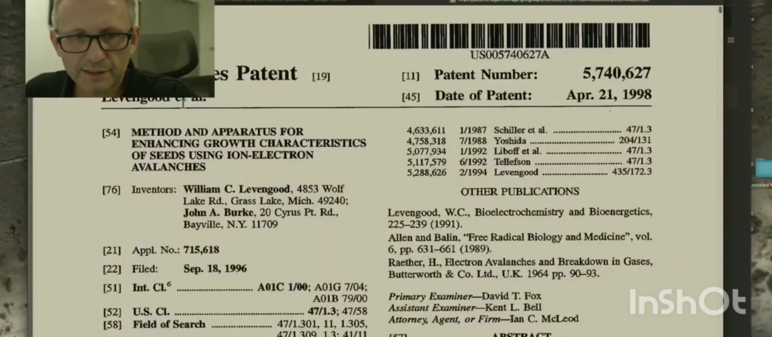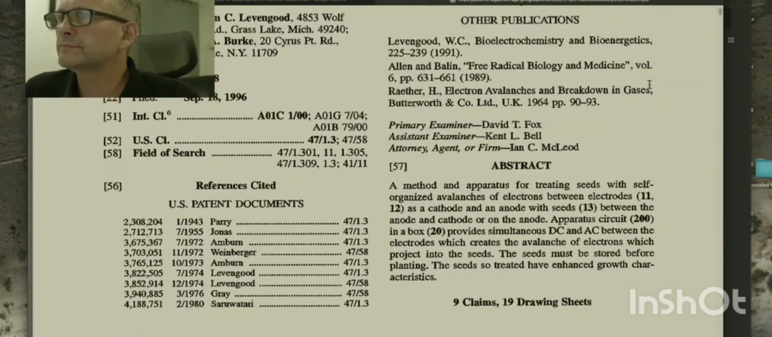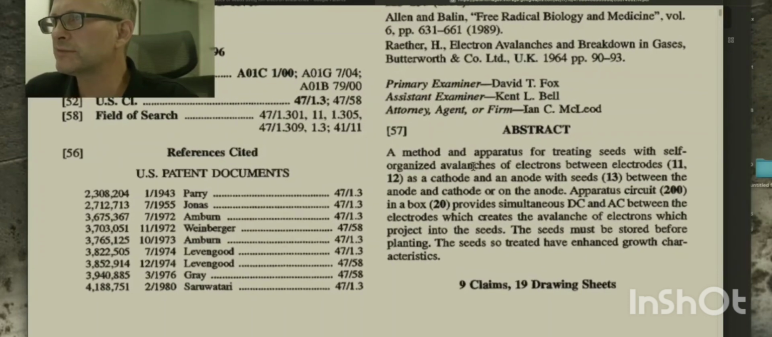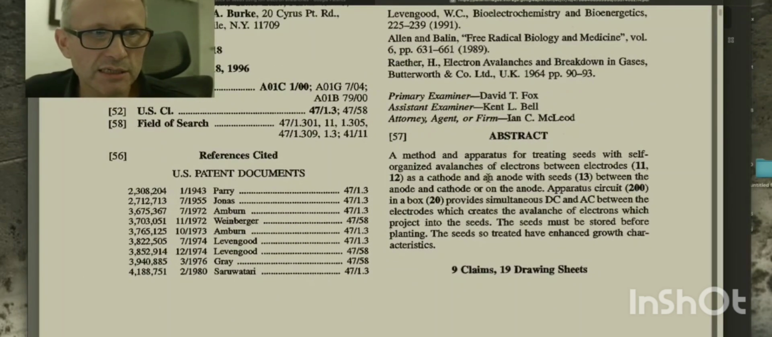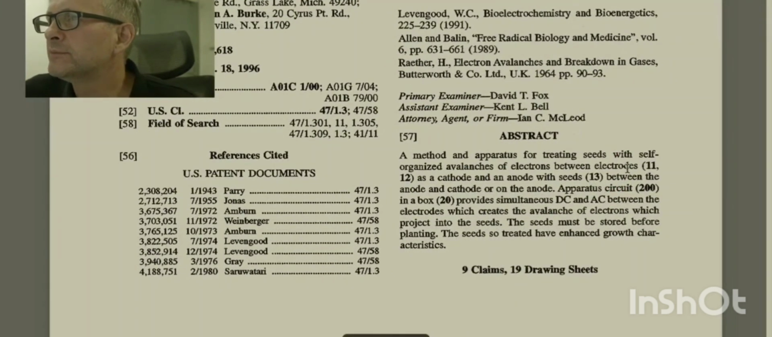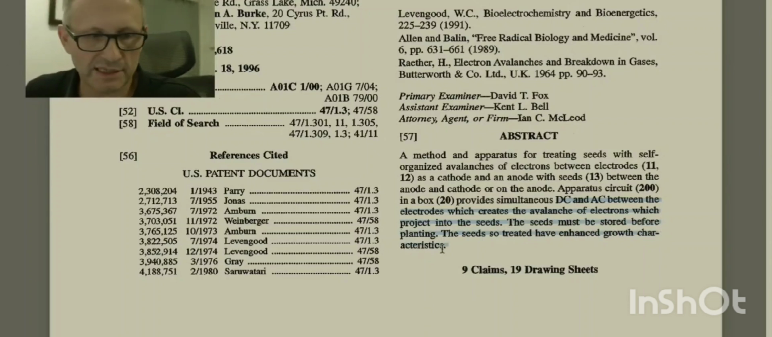Okay, so here is the patent. A method and apparatus for treating seeds with self-organized avalanches of electrons. Oh my God, what does that sound like? Self-organized avalanches of electrons between electrodes as cathode and anode, with seeds between the anode and cathode or on the anode. Apparatus circuit T200 provides simultaneous DC and AC between the electrodes, which creates an avalanche of electrons which project into the seeds. The seeds must be stored before planting. The seeds so treated have enhanced growth characteristics.